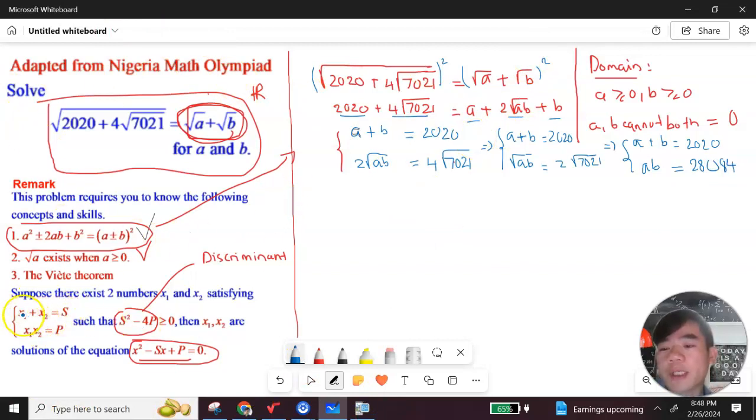We have the product and we have the sum right here. The sum and the product right here. Alright, and we're gonna check it. If the sum squared minus 4p is greater than or equal to 0. So let's check this one. The sum is 20, squared, minus 4 times the product, 28,084. I'm going to check this to see if it's greater than 0, and then we go from there.